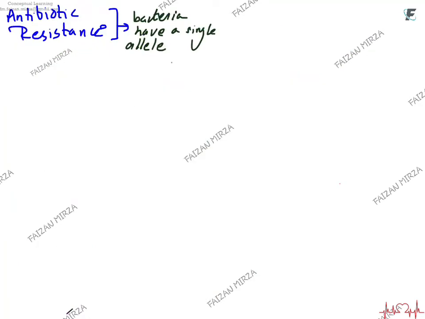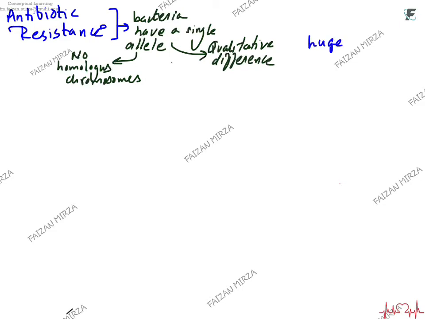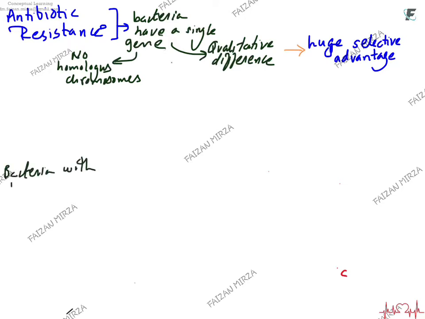If we discuss antibiotic resistance, we know bacteria have a single allele only. They do not have homologous chromosomes. They always have a single allele for a gene. So a qualitative difference is there because of the presence or the absence of that single gene. And that can give a huge selective advantage to the bacteria that have the gene, while the one not having the gene would be at a certain disadvantage.